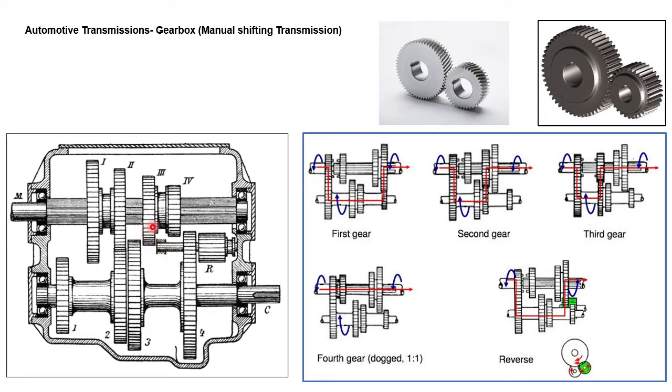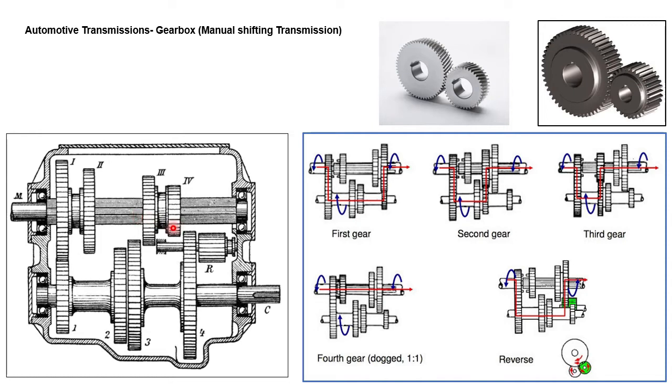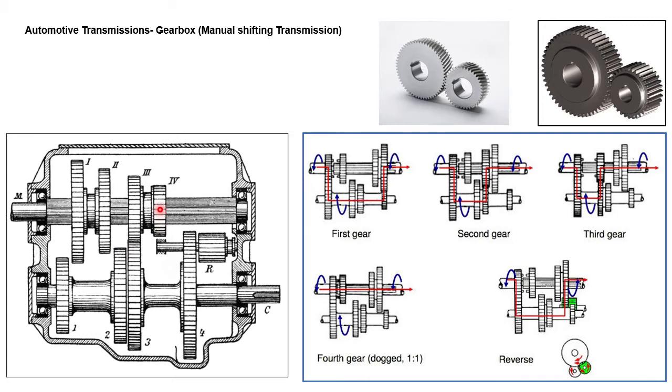Sliding mesh gearbox means the gears on the main shaft will be slid to match the required gear ratios. I will be explaining about this.